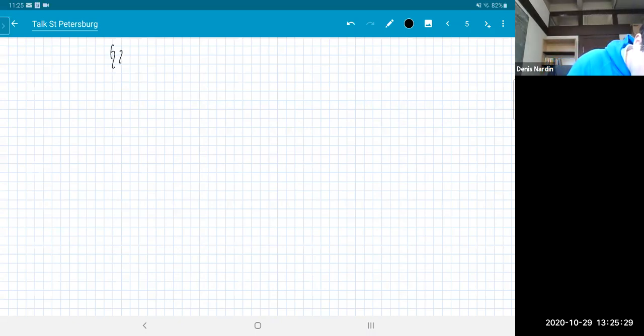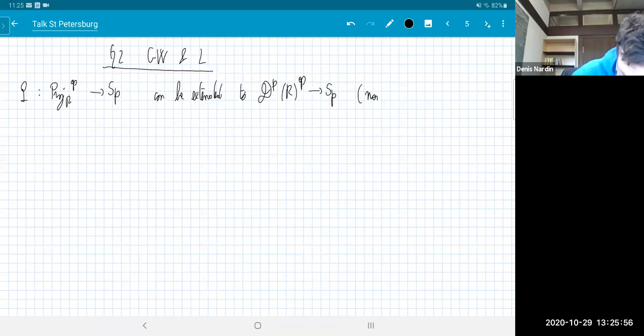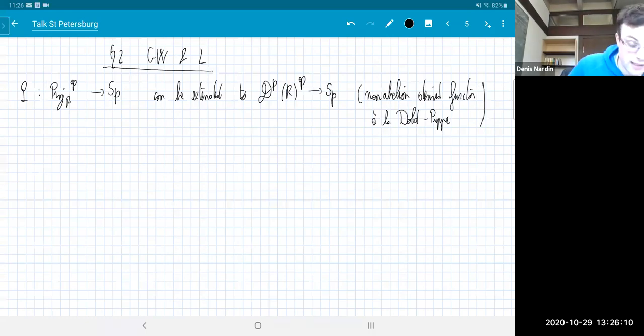Okay, now we get GW and L. If we remember, we have this kappa from Proj R into spectra, and this can be extended to the perfect derived category of R by taking the non-abelian derived functor, Dold-Puppe. The details of how this extension is built are not very important, but for example, for connective chain complexes, you can use the Dold-Kan isomorphism, turn them into a simplicial projective R-module, apply kappa, and then take geometric realizations. But there is a general procedure invented by Dold and Puppe that works for any functor.